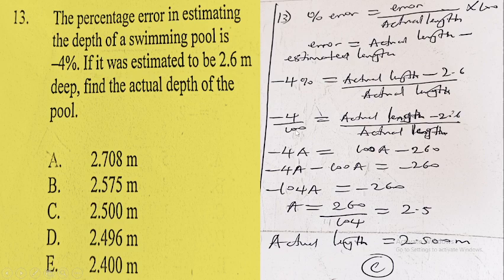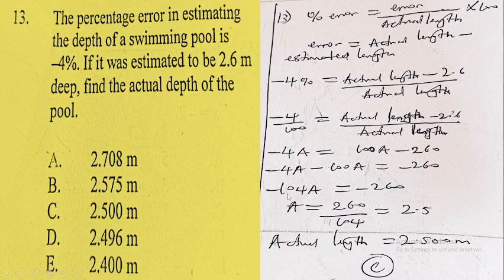We can cross multiply. If we cross multiply, actual length, which is A, multiplied by minus 4 will give us minus 4A equals 100 multiplied by actual length, which is 100A, then 100 multiplied by minus 2.6 will give us minus 260. Then from there, you can collect like terms. Take 100A to this side, you have minus 4A minus 100A equals minus 260. If you simplify this left hand side, you have minus 104A equals minus 260.